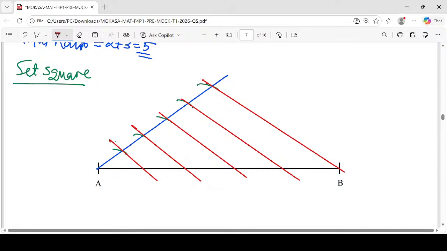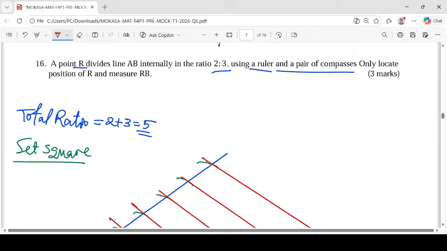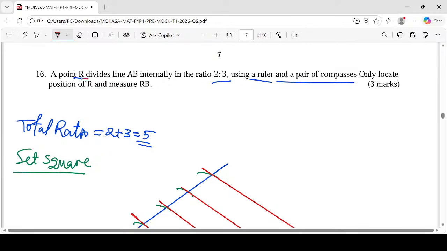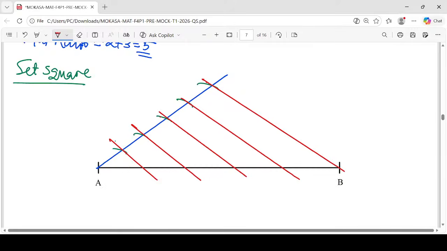Now, when I'm done with my cuttings, they say that the point R divides AB internally in the ratio 2:3. So I'll count 2 cuttings from A, 1, 2. This particular point will be where my R is, such that it divides the line AB in the ratio 2:3. That is what you are supposed to do.